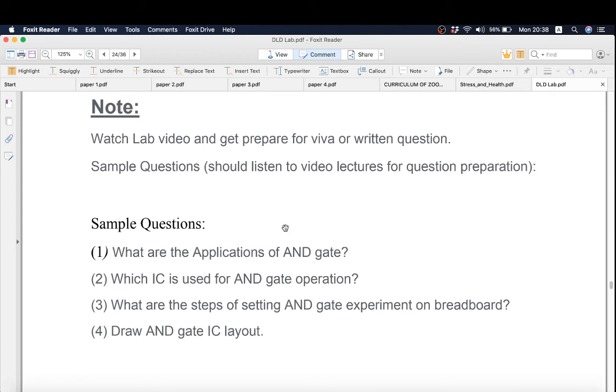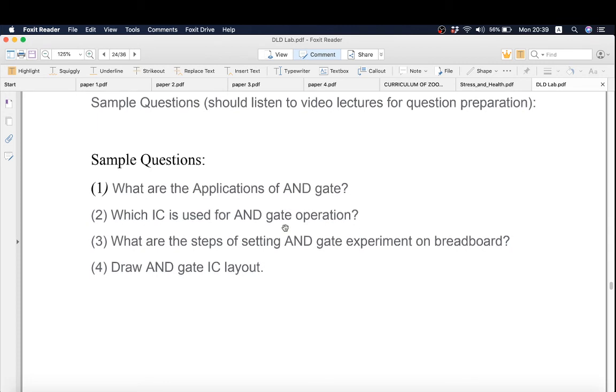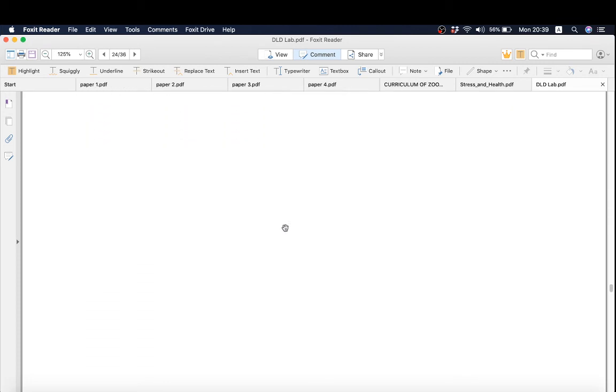What are the applications of the AND gate? I also told you the application at the end of the video lecture. So go and watch the AND gate video lecture, and then you will know about the applications. Second, which IC is used for the AND gate operation? What are the steps for setting up the AND gate experiment on the breadboard? Draw the AND gate IC layout. So these are the sample questions. This type of questions can come from the experiment.